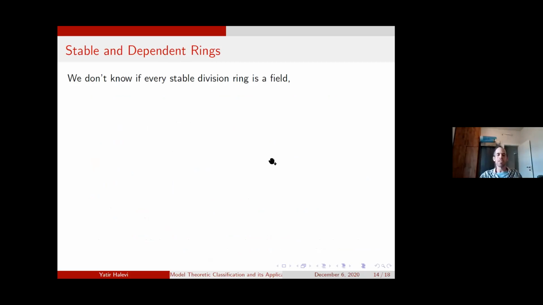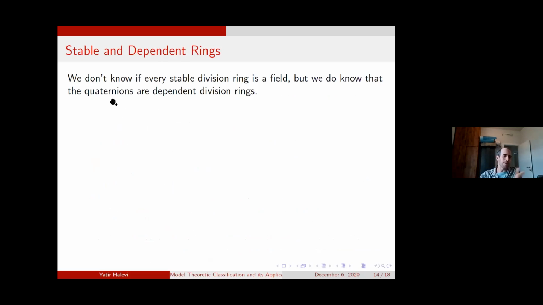What can we say about rings? We don't even know if every stable division ring is a field in general. We do know it if it's an integral domain, but if it's a division ring, we don't know that. On the other hand, we do have examples of dependent division rings which are not fields, say the quaternions. They are a dependent division ring which is not a field.